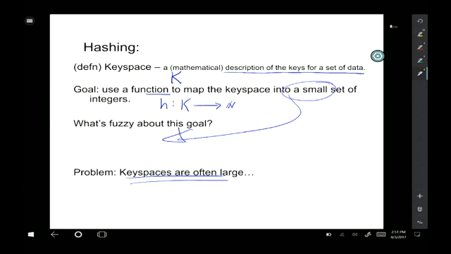I was reading about this on tutorialspoint.com, so what they did was they hashed it. They use modular. Yep.